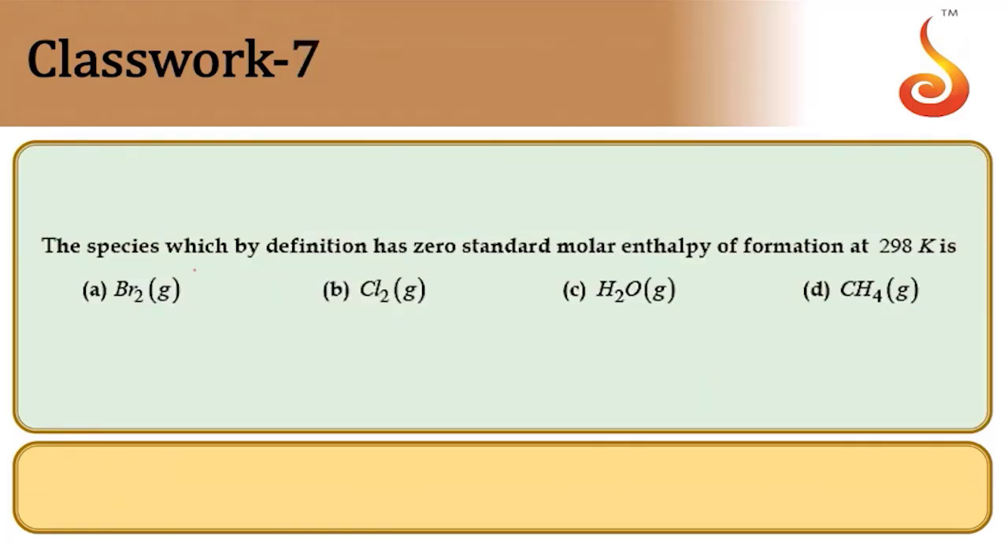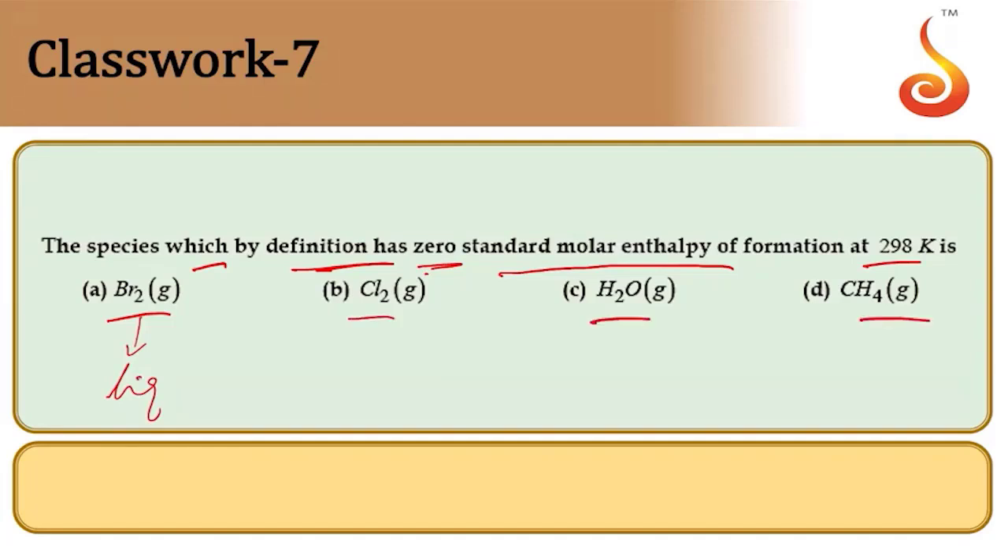Then, the species which by definition has a 0 standard molar enthalpy of formation at 298. For elements, the standard molar enthalpy is taken as 0. And for bromine, liquid is taken as the standard state. For chlorine, gas itself is the standard state, and these two are the compounds. So only for elements in their standard state, the molar heat of formation is taken as 0.